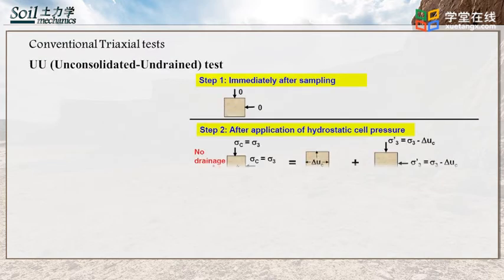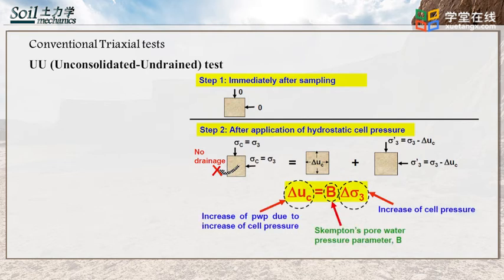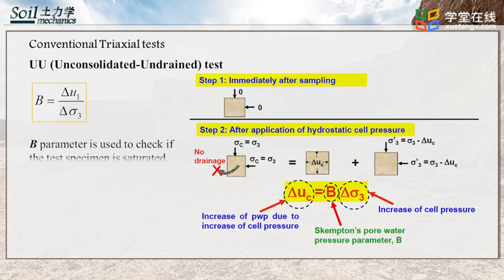In step 1, after sampling, no stress is applied on the specimen. In step 2, its drainage is closed, cell pressure is applied, and excess pore water pressure is generated. Sigma 3 equals effective sigma 3 plus excess pore water pressure. It should be noted that the applied cell pressure has a relation with the excess pore water pressure. The change of excess pore water pressure equals B multiplied by the change of sigma 3. B is the Skempton's pore water pressure parameter.